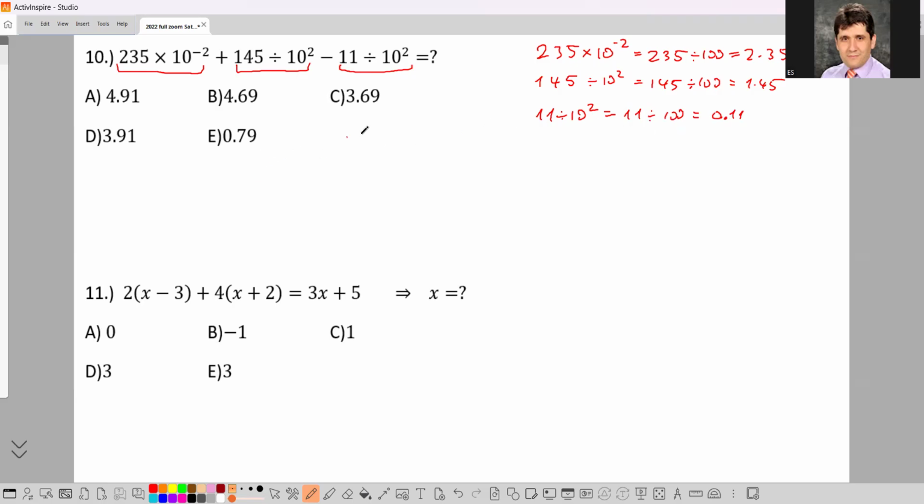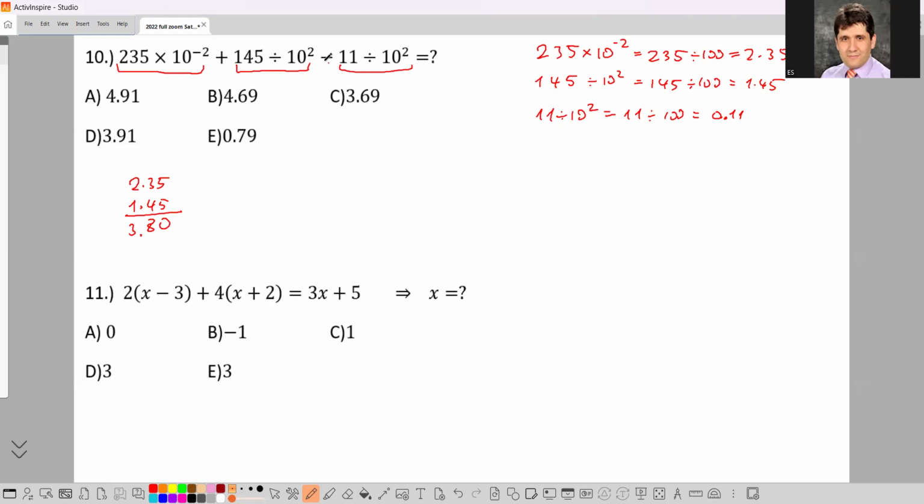And our numerical value is adding the first two ones, 2.35 added to 1.45, and we get 3.80.